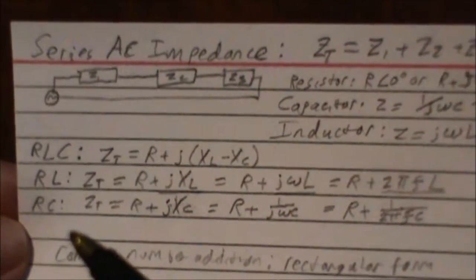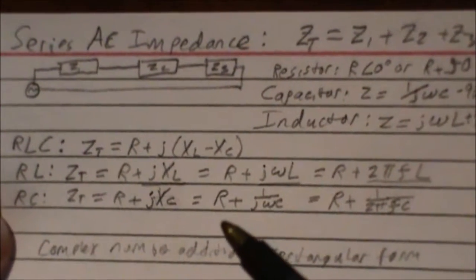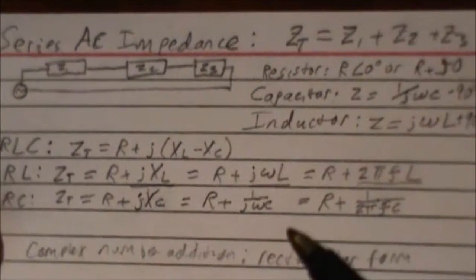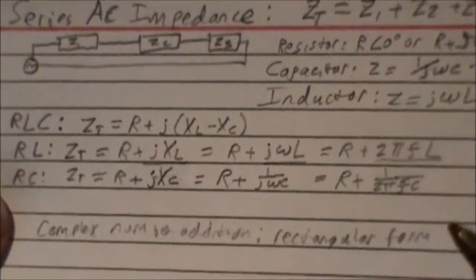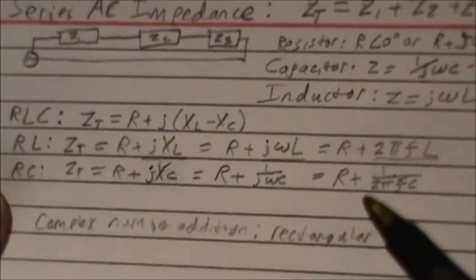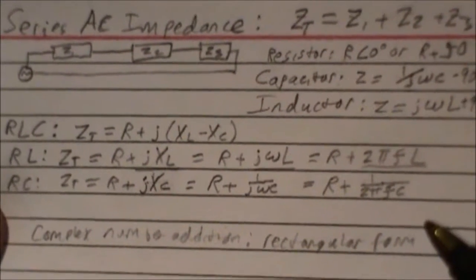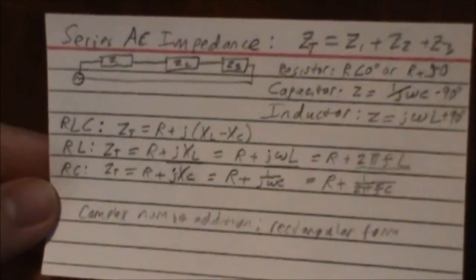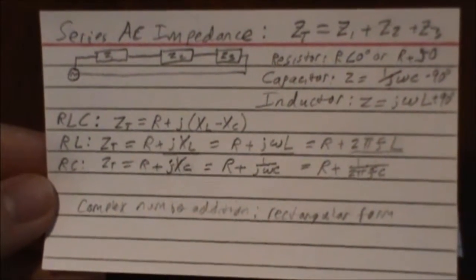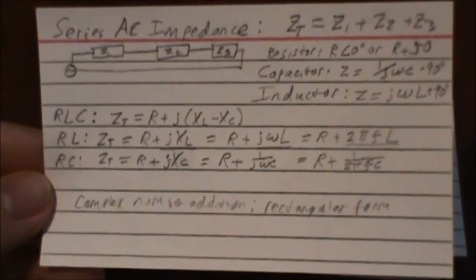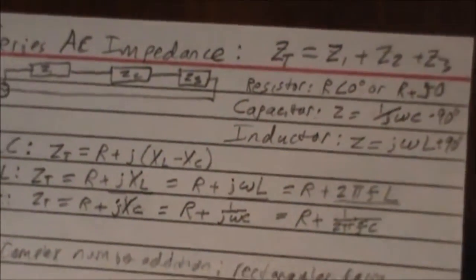For an RC circuit, our total impedance is R plus jXC, which is equal to R plus 1 over j omega C, which is equal to R plus 1 over 2 pi FC when you go to apply the formula. 2 pi is always 6.28, F is your frequency, C is your capacitance in farads. Remember, capacitors usually come in microfarads or nano or even picofarads. Convert it back up to farads whenever using this formula.